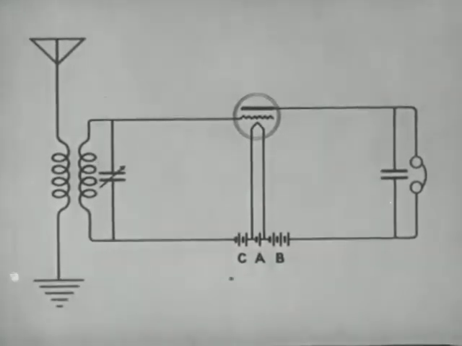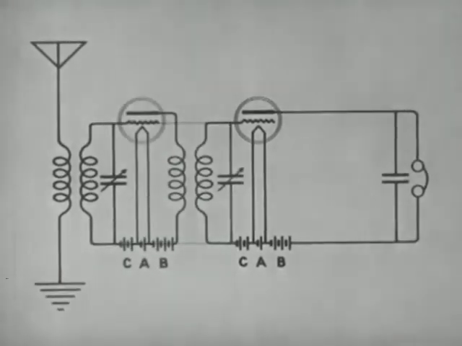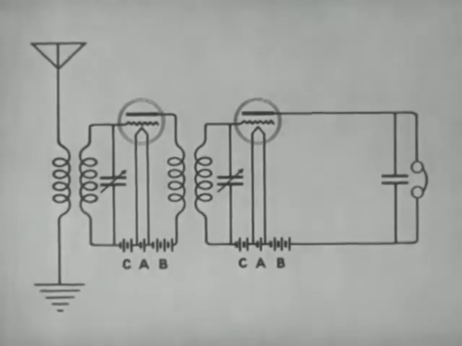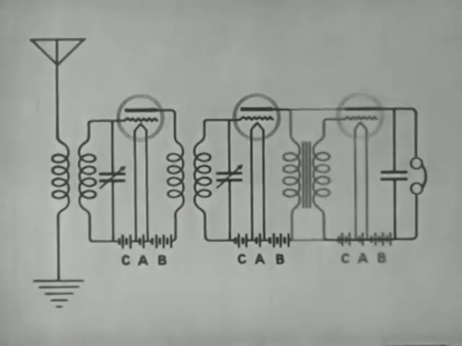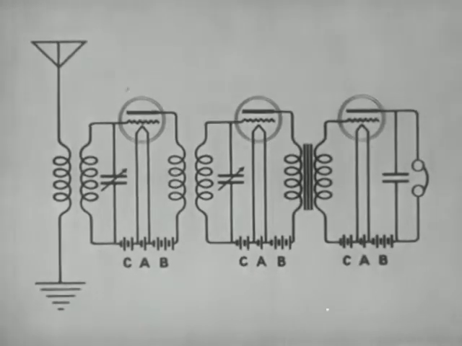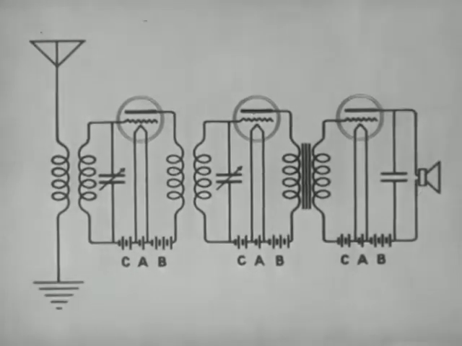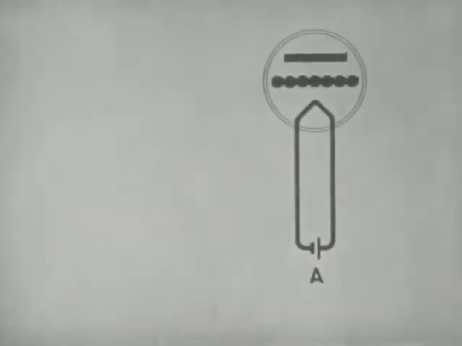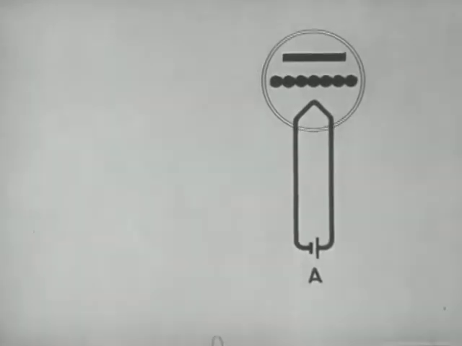If we wish a louder signal, we may add a radio frequency amplifier ahead of the detector. A still louder signal may be obtained by adding an audio amplifier after the detector. We can now use a loudspeaker instead of headphones. The vacuum tube is also used in the transmission or sending station to generate radio frequency currents.